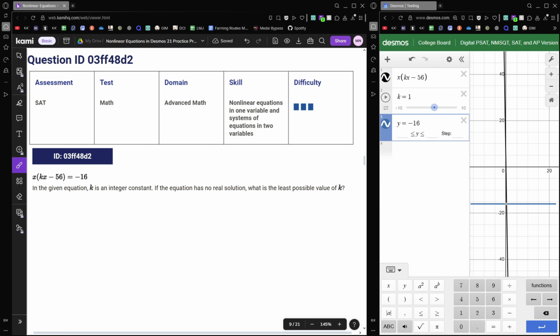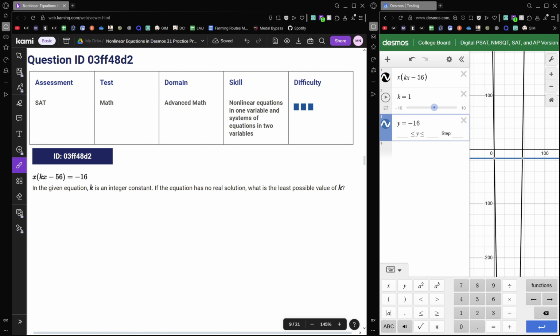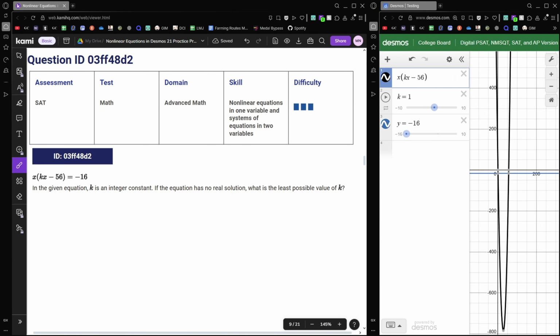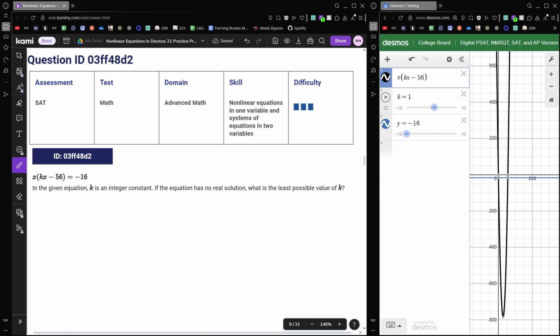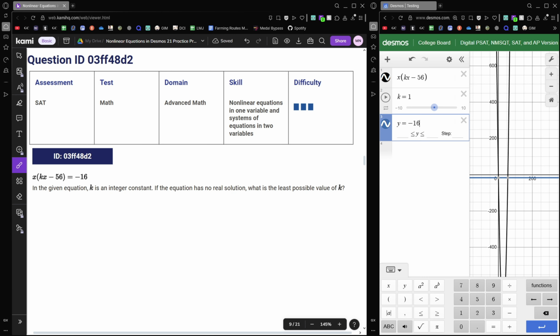So here we have our line and our parabola that's somewhere. Okay, here we go. For some reason, the parabola is extremely large again. Anyways, they tell us that the equation has no solution. So we're trying to make k a value where this line and this parabola don't intersect. And they also tell us that k is an integer, which means it won't have any decimals.